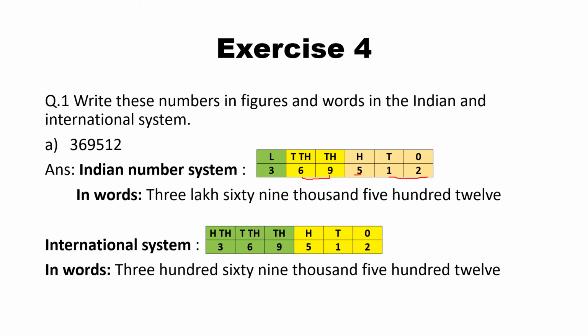In the international system, we have 3 places in each period. So we will put commas as per that also, and we will read out as per that. So it's 369,512.